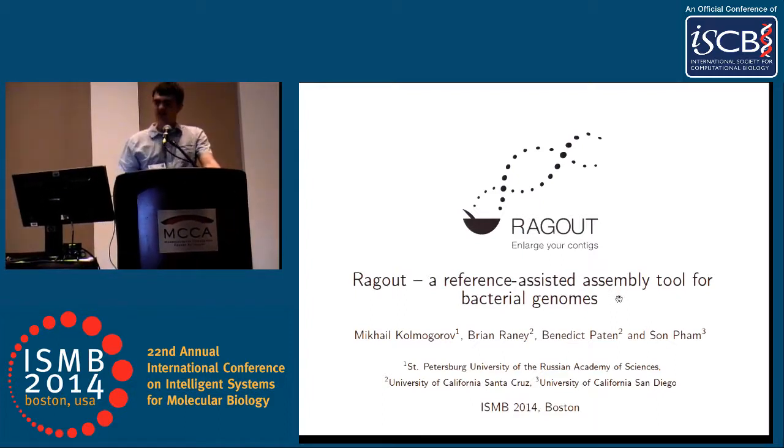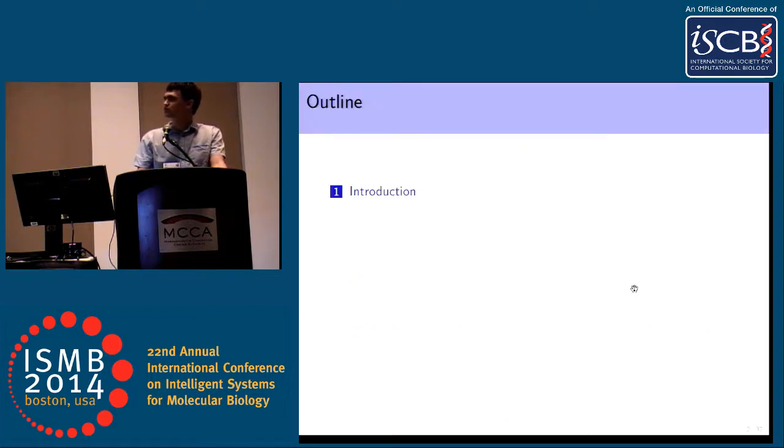I'm glad to be here, and I'm going to tell you about Ragout, which is a tool for reference-assisted assembly. And our key feature is that we can use multiple references simultaneously. But first, I want to start from a short story.